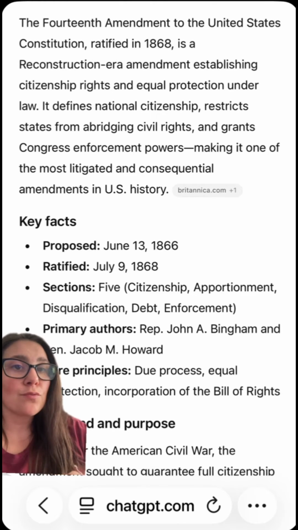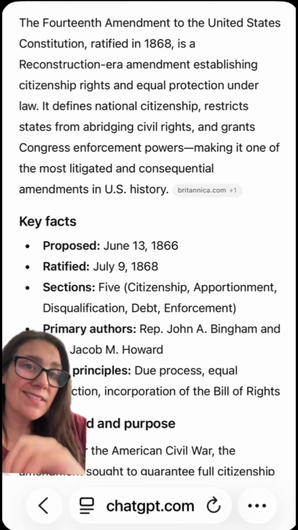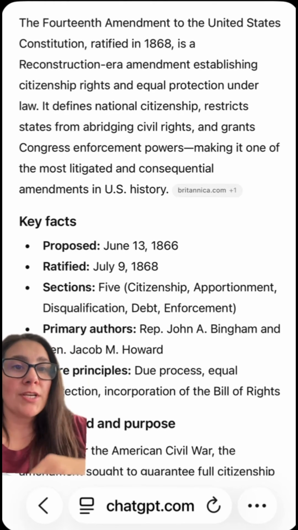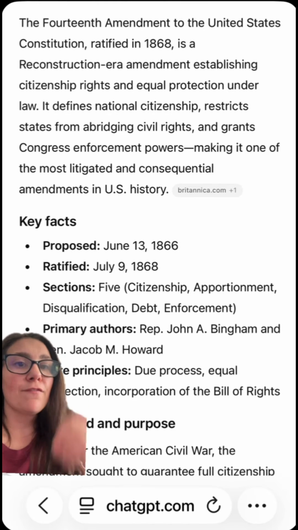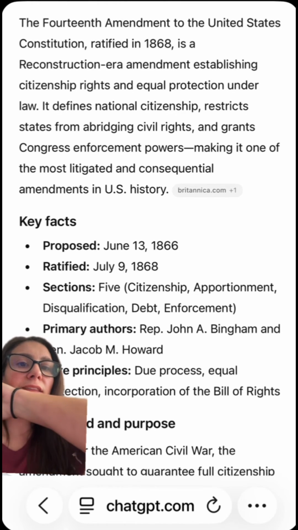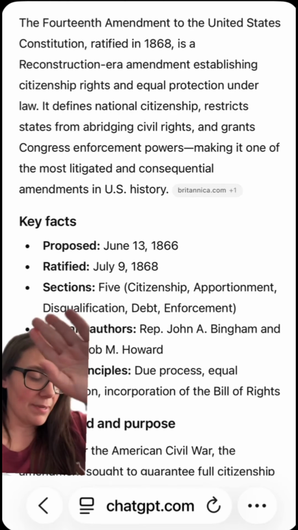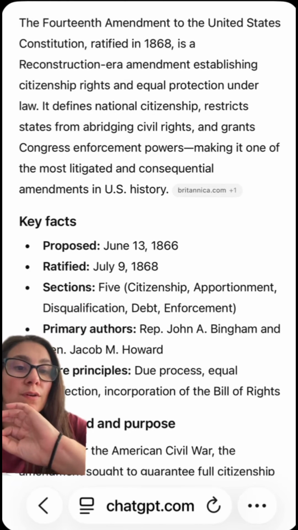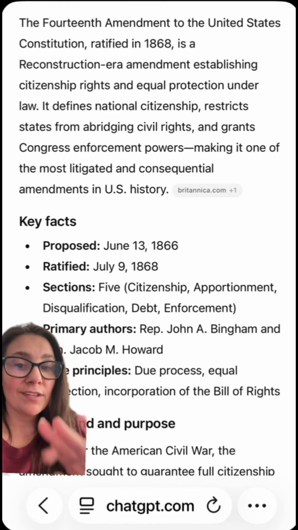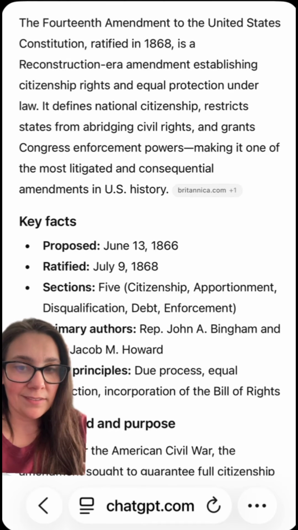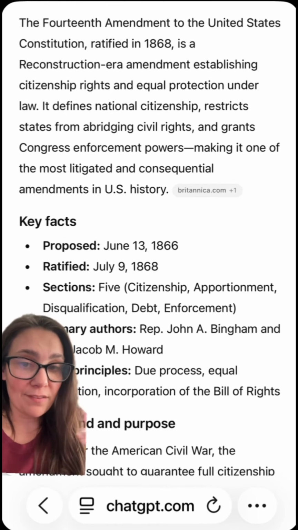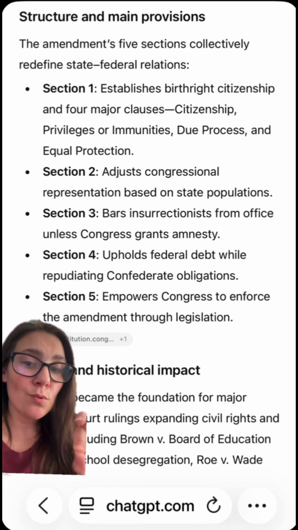And it defines national citizenship and restricts states from abridging civil rights and grants Congress enforceable powers, making it one of the most legitimate and consequential amendments in the United States. It was perfect because the way that it was written was something called jus soli. If you don't know what that means, this is what they ratified. That birth on land equals allegiance.